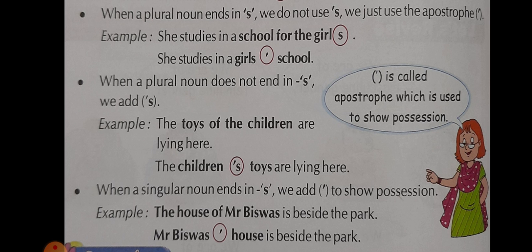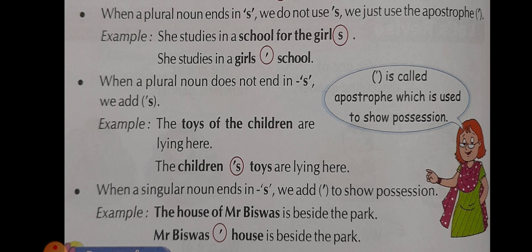When a plural noun does not end in S, we add apostrophe S. If there is a plural noun and we don't have S in the end, then we will definitely use apostrophe S. If S is already there in the last, then we will not use S.